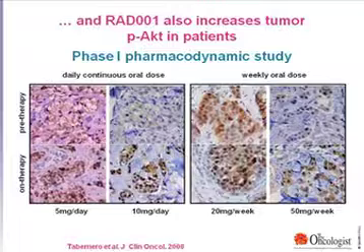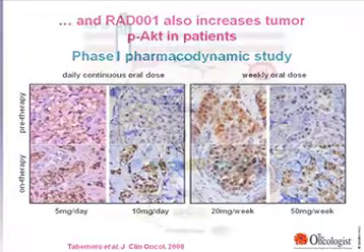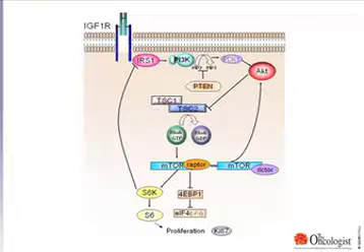Now, one thing that we had identified in the lab initially, working with Neil Rosen, is that if you block mTOR, you might activate some important feedback loops. And what we observed in our patients, performing biopsies in the tumor while on therapy, is that there was an increase in phospho-AKT.